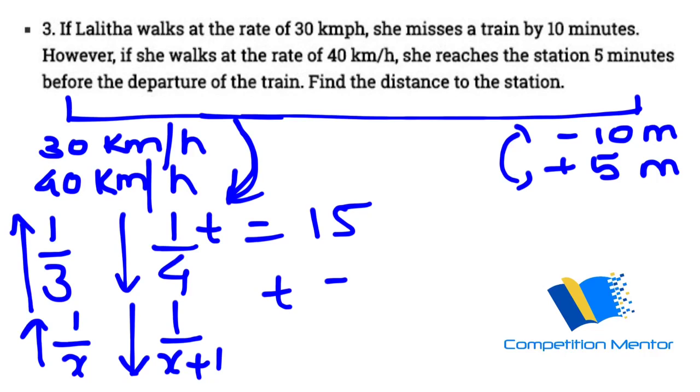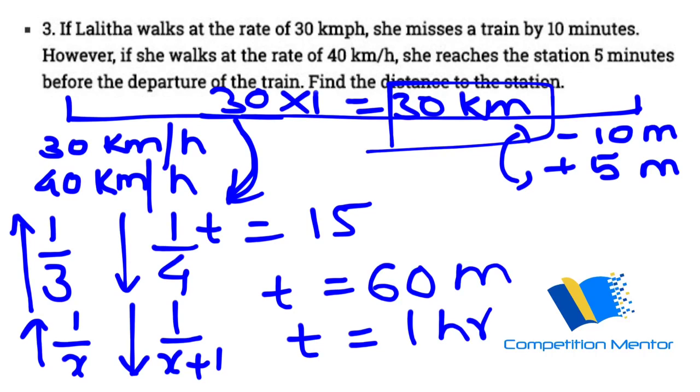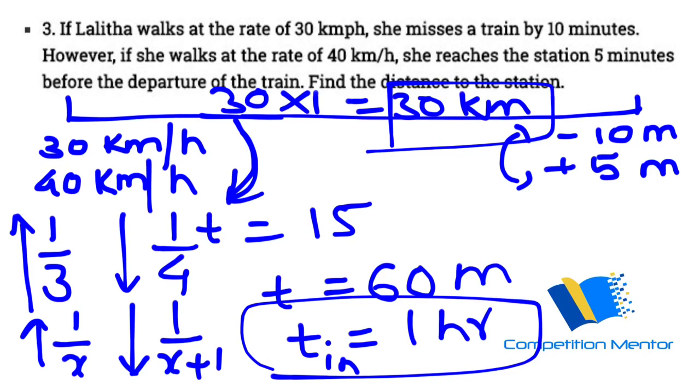So t is 60 minutes. If you convert into hours, that is 1 hour, right? Now you can use the same logic: 30 kilometer per hour into 1 hour is 30 kilometer, right? So you can use this concept again, and this will be t initial always. Whenever there are price and sugar questions, where the price is increasing and consumption is decreasing, you can use the same logic there also, and you can apply this kind of AB equals C.